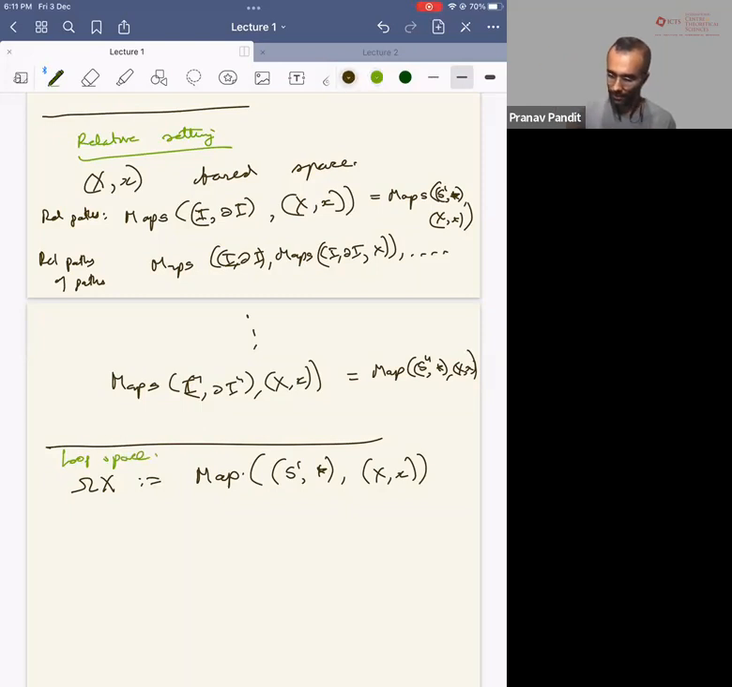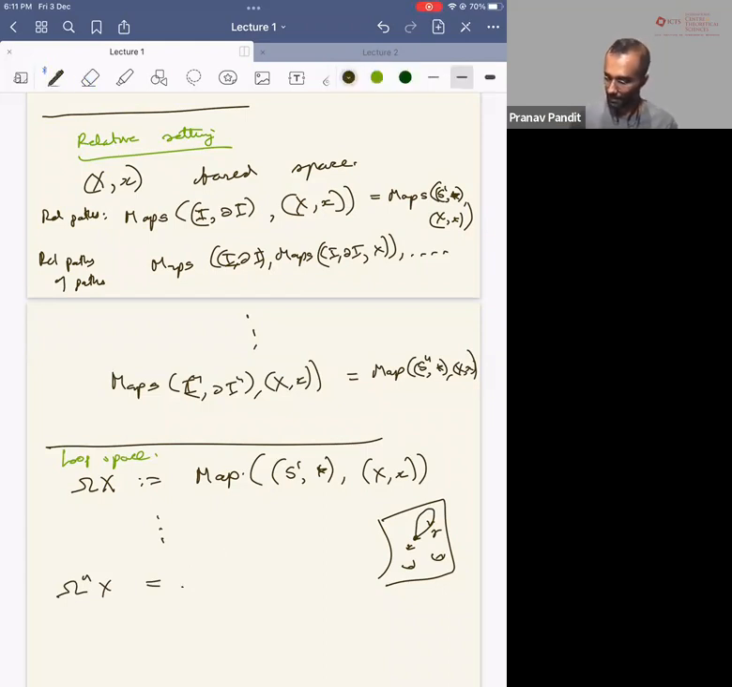So you're looking at some space, and you have a point, which is your x, the base point, and you're looking at loops at that base point. That's what a map from the circle is. And you can, of course, iterate this process, and you can define omega n of x to be loops of omega n minus 1 of x.